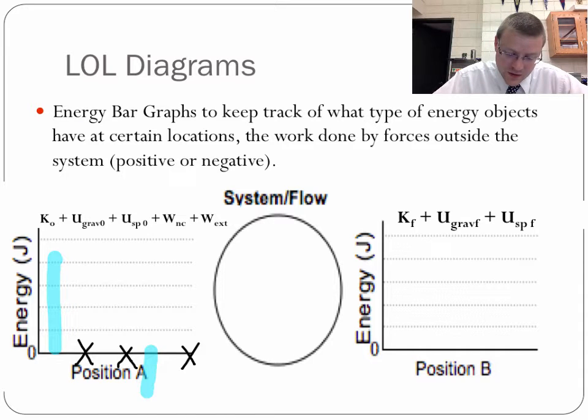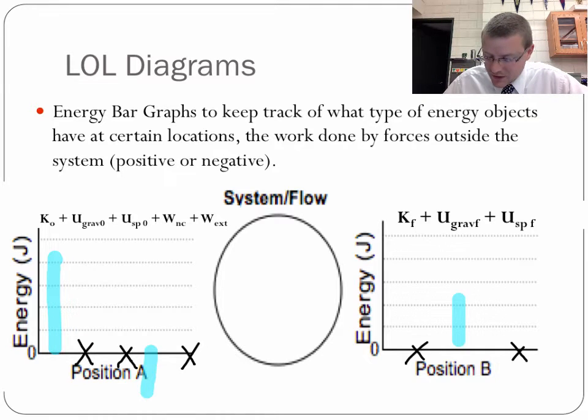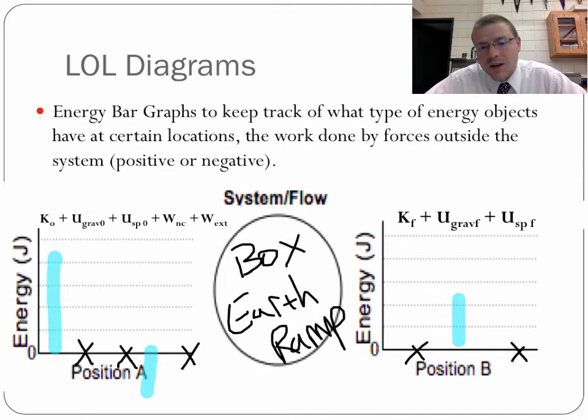Over here at the end, when we reach the highest point, we will stop moving, so our kinetic will be 0. We'll have some new height and gravitational energy, but we won't have any spring potential energy. So our system is the box, earth, and ramp. And what we're going to see here is that some of the energy is going to go into gravitational energy from the box, and some of it's going to go straight into the ramp, making the ramp a little bit warmer as we go along.